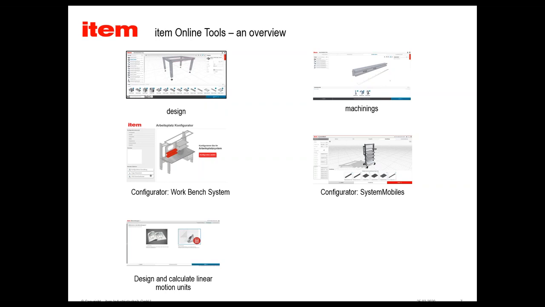We have our ETEM Motion Designer, which allows you to calculate and find the right linear motion unit for your use case. Not only can you find the right linear motion unit with the gearbox, the engine, and the controller, it also allows you to enter your use case, the load, the dimension, and the speed of the linear unit, and the Motion Designer will help you find the correct motion unit for your use case.